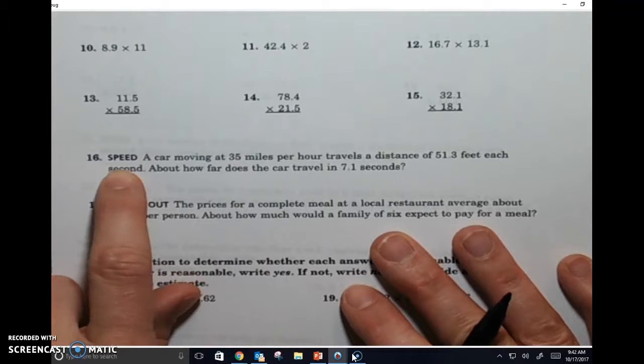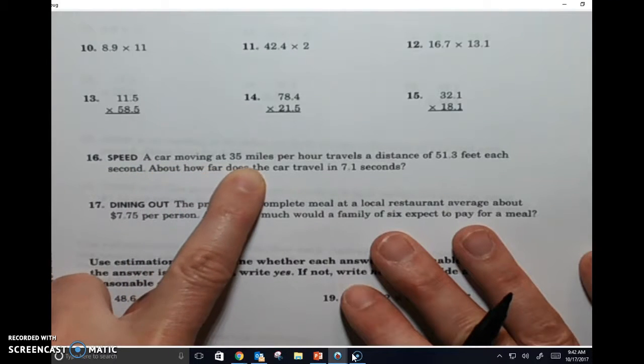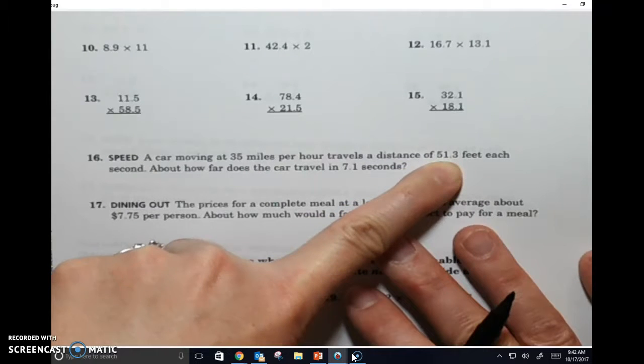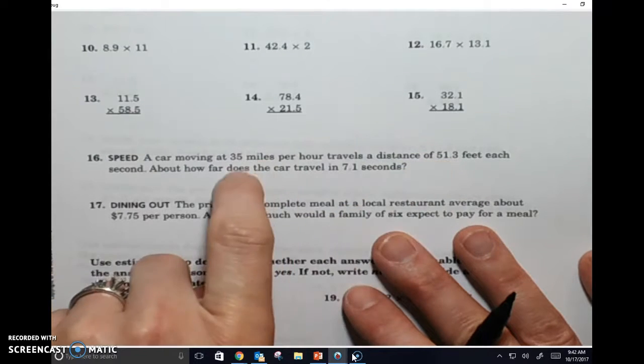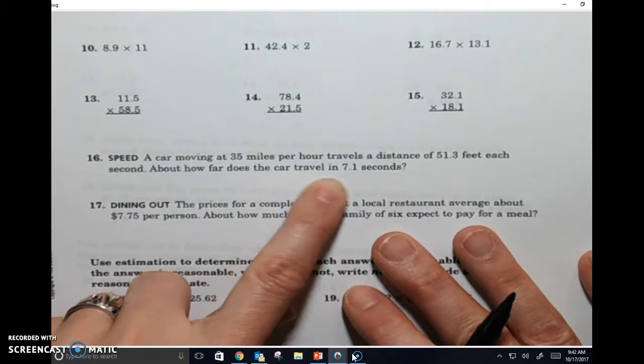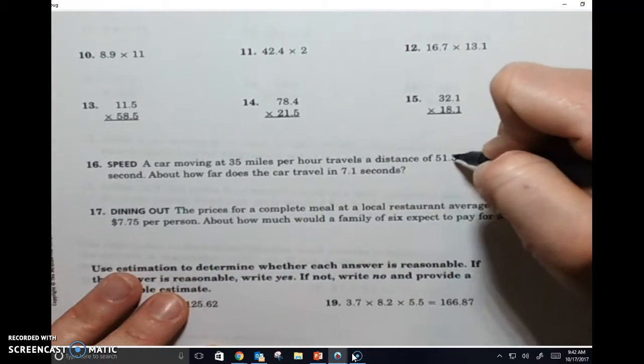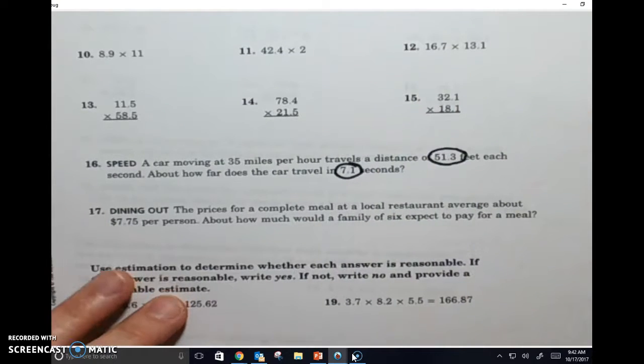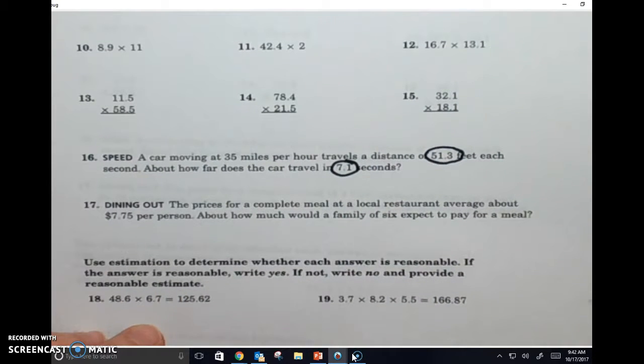Then down here, we have a car moving at 35 miles per hour travels a distance of 51.3 feet each second. How far does the car travel in 7.1 seconds? So you're looking at this number and this number. 35 is just in there to freak you out.